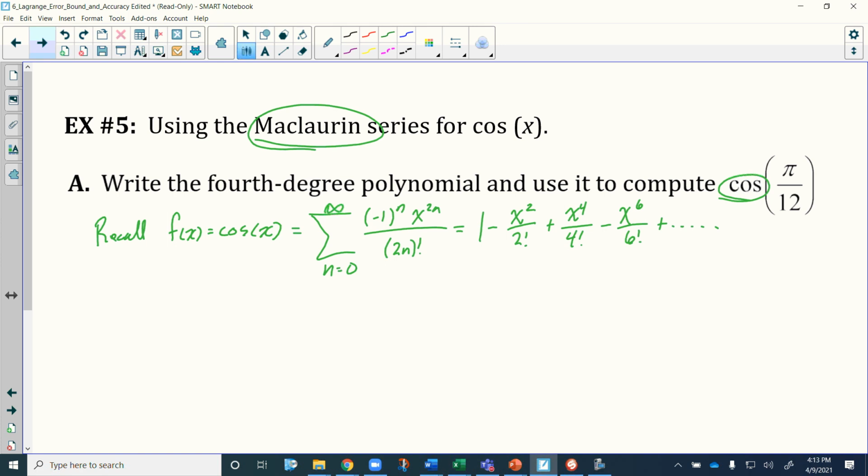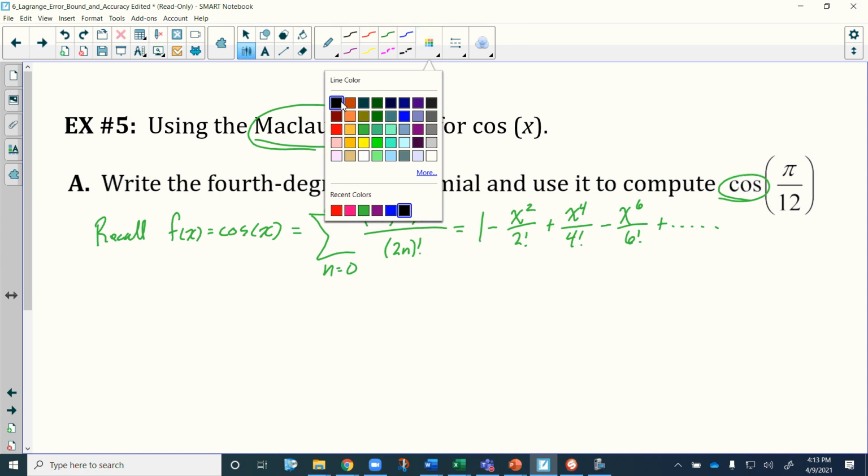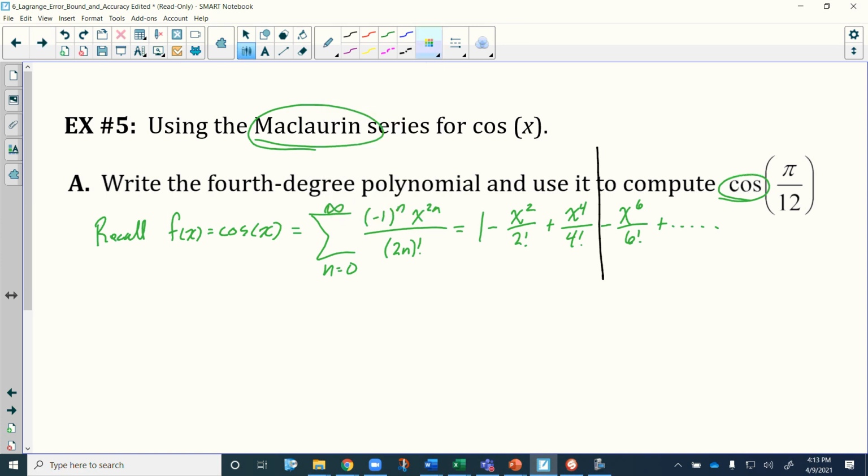And we're asked to write a 4th degree polynomial, which if I take my line here, I can really stop here, right? And all of this stuff would be my fourth degree polynomial, and the rest might be something that I could use as my remainder for my error. But anyway, we're asked to write a fourth degree polynomial, so let's go ahead and do that.